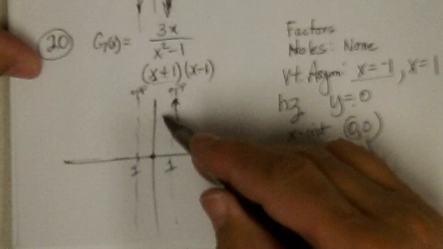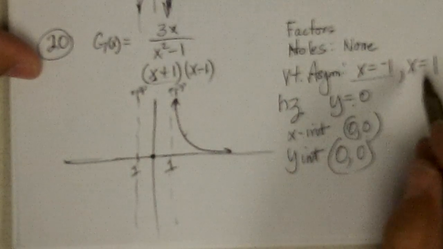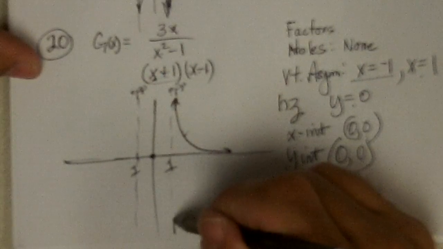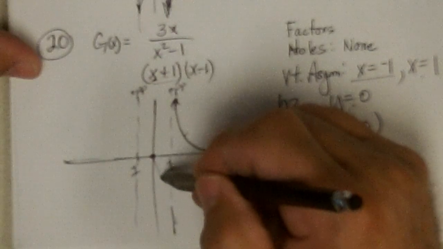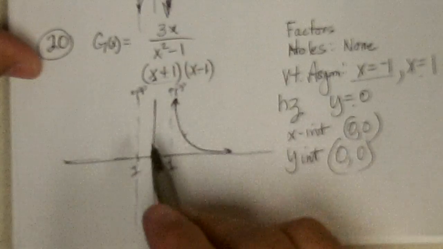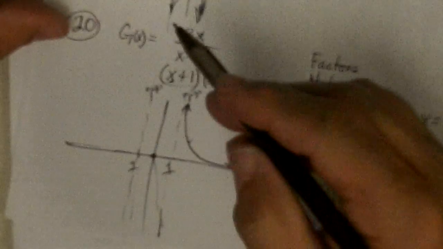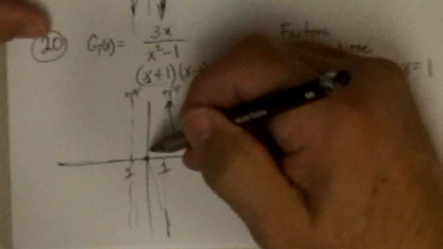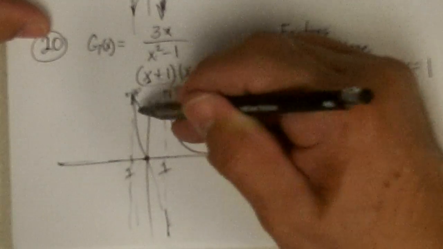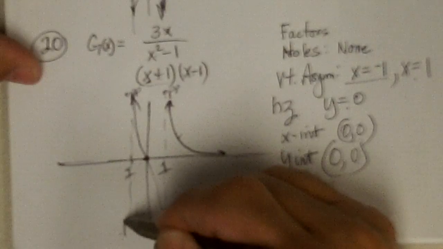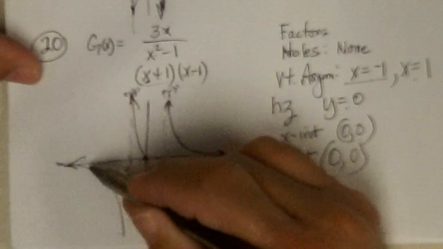This goes opposite on this vertical one at 1, so it has to come back here. Now it could go back down, but it's not a double factor, so it doesn't bounce at 0. So it doesn't go back down, it must keep on going, which means it has to come back on the bottom side here and go this way.